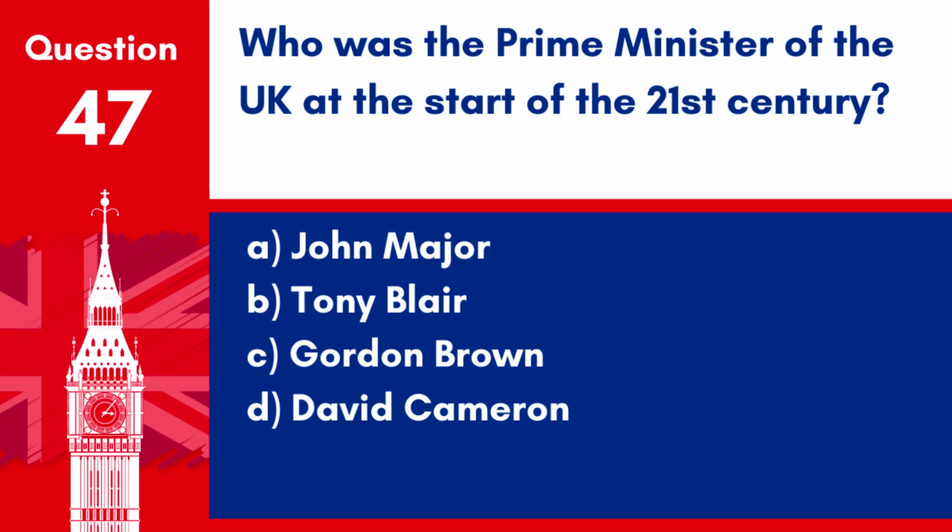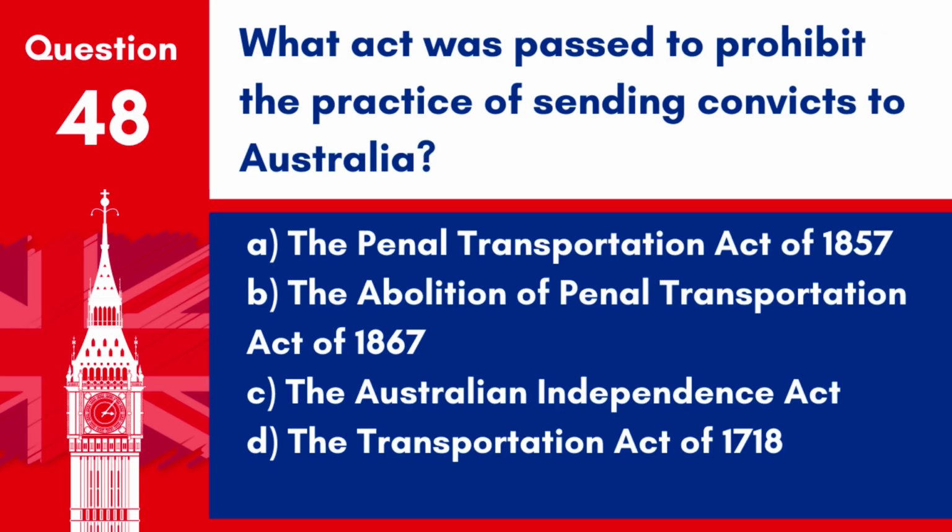Answer: B. Tony Blair. Tony Blair was the Prime Minister of the UK at the start of the 21st century, having taken office in 1997. Question 48. What act was passed to prohibit the practice of sending convicts to Australia?